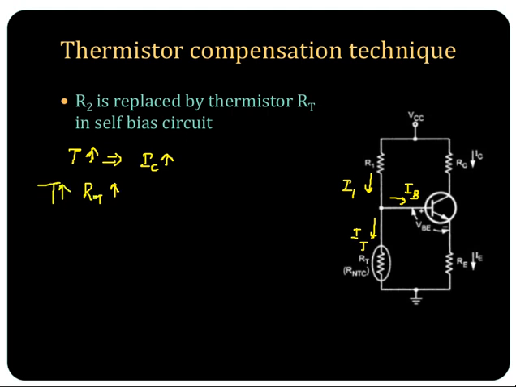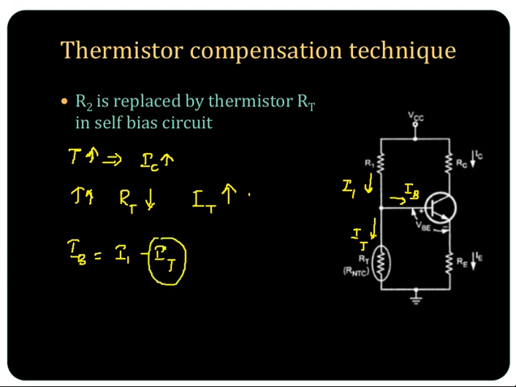As temperature increases, what happens to RT? RT will decrease. It has negative temperature coefficient. When RT decreases, then this IT is going to increase. So if IT increases, what is IB? IB is I1 minus IT. So if this IT increases, it will cause a reduction in IB. IB will decrease. If IB decreases, then obviously IC will also decrease. So the rising tendency of IC will be checked using this thermistor circuit.